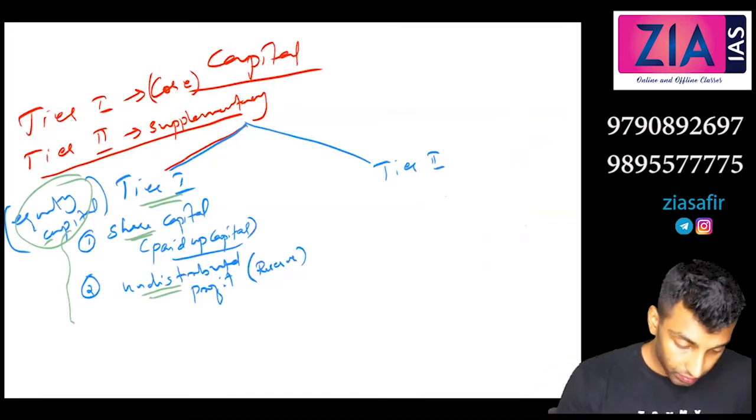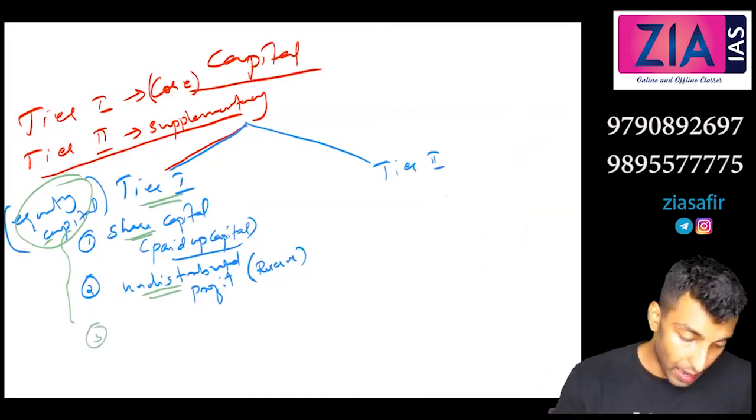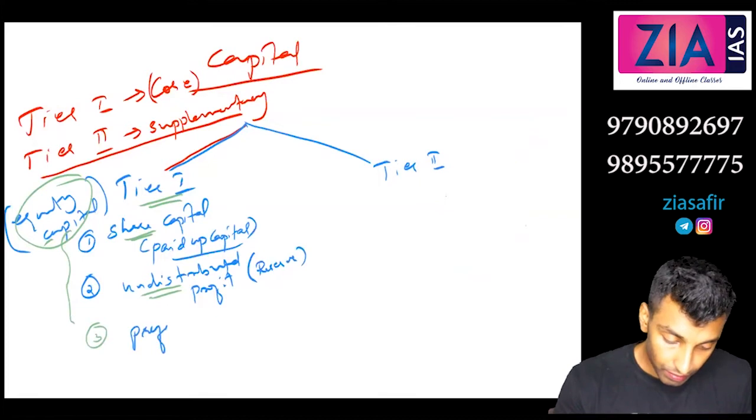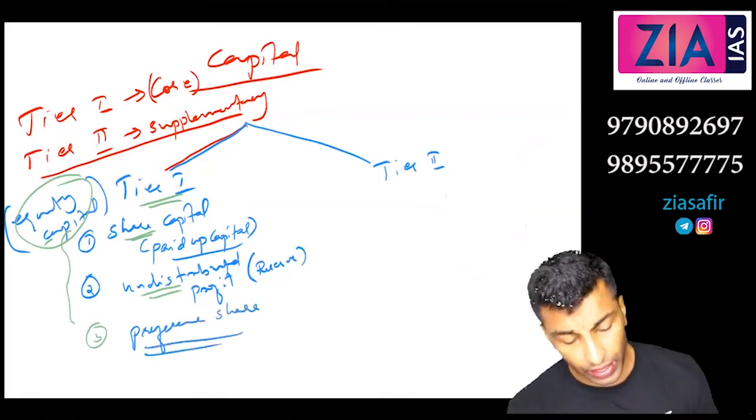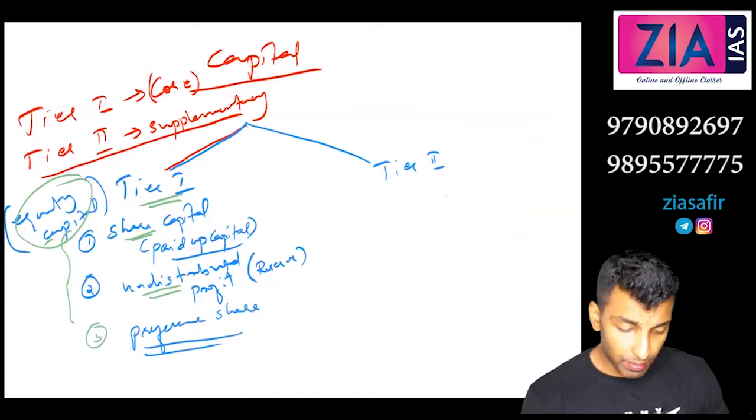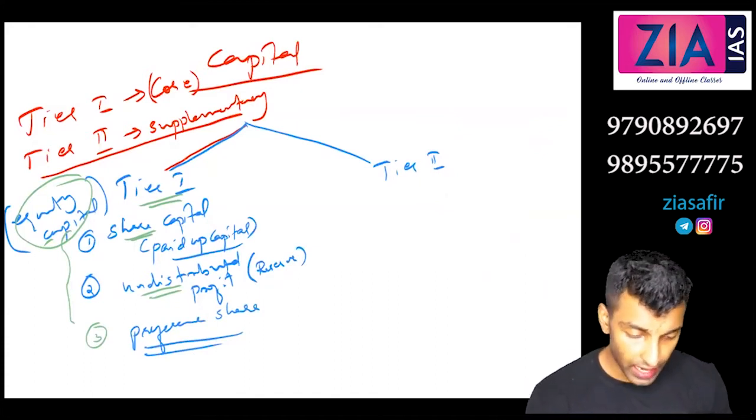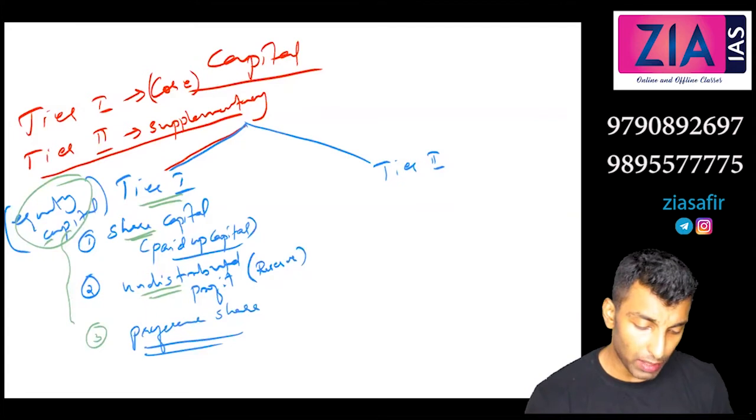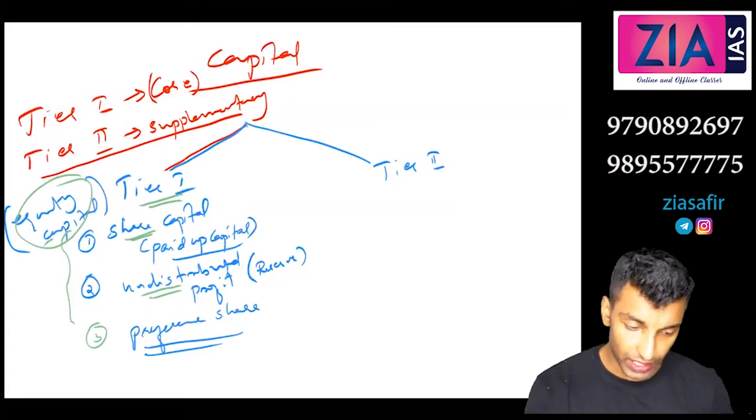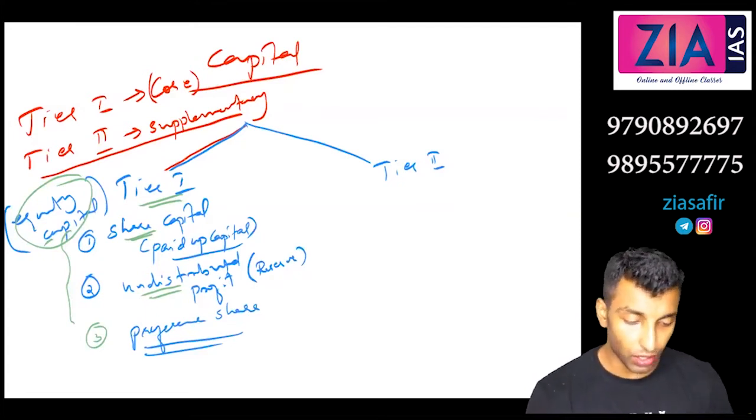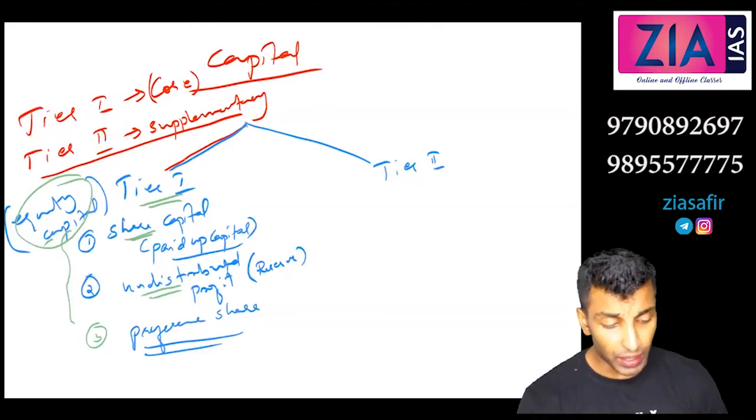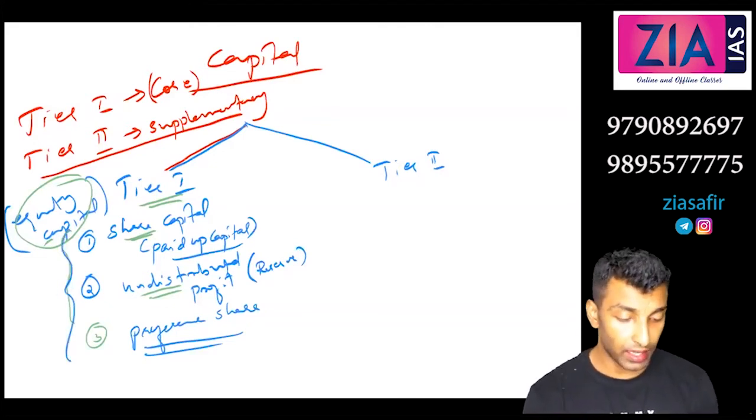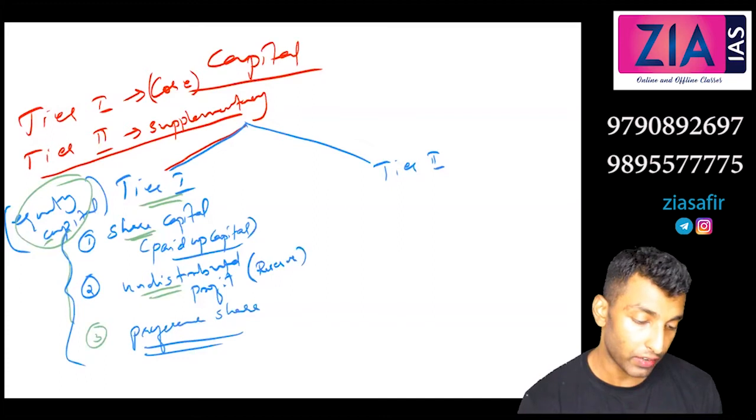Then preference share capital. Preference shares actually have some advantages over the shareholders. We will discuss what preference shareholders and preference shares are in the capital market. A lot of different concepts need to be discussed, but here these are the three categories we need to discuss under Tier 1 capital.